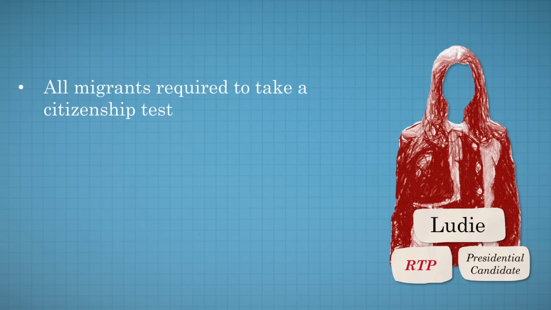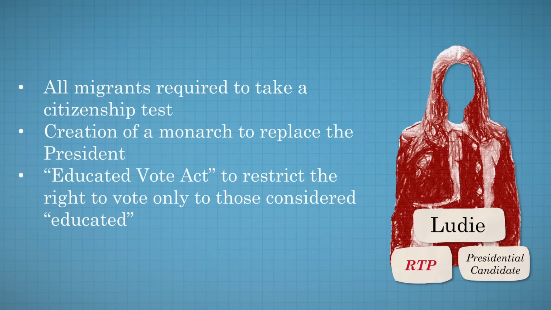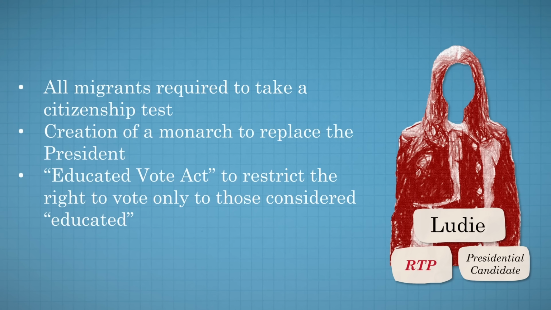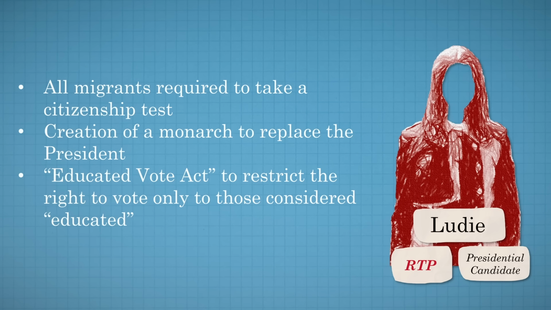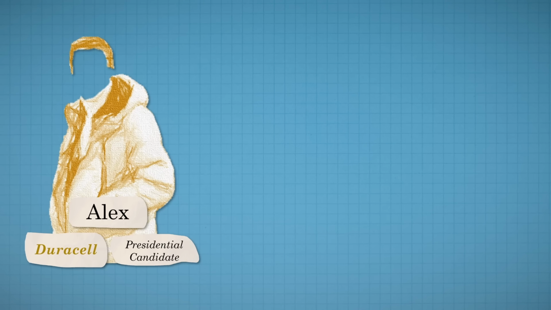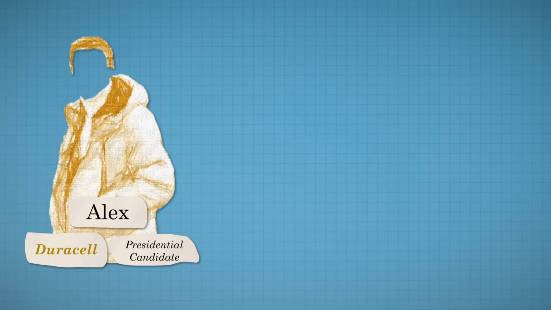She also proposed that all migrants be required to take a citizenship test, that a new monarch be crowned, and a new Educated Vote Act to restrict the right to vote only to those considered quote-unquote educated. Then there was the Duracell Party, a single-issue party banning drugs that was founded by Alex for the Bants.